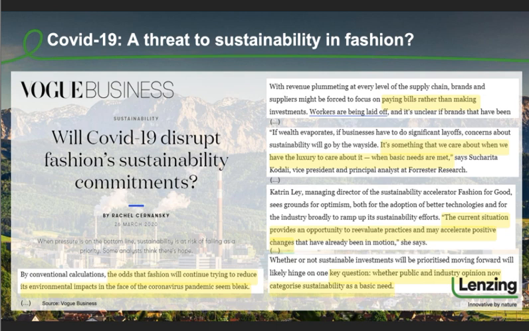What does it really mean? And we found that there are two groups of companies, brands, supply chain. One group saying it's survival first and sustainability second, and then there is another group saying that there is no survival without sustainability. So at that time, it was really hard to understand and read the market.